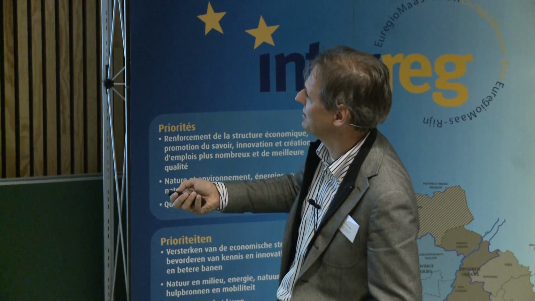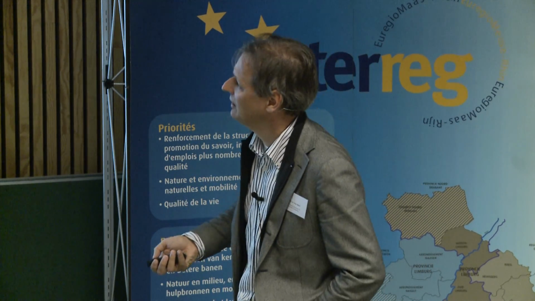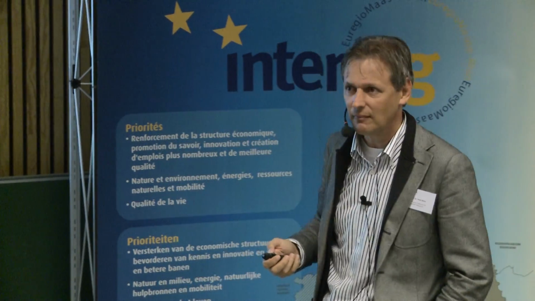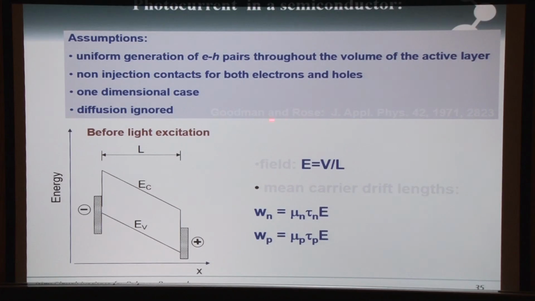Oh, I'm sorry for this great text. So for people working on solar cells, I would advise you to read this paper. It's from Goodman and Rose in Journal of Applied Physics in 1971. They basically explain the basic theory of photoconduction in a semiconductor.